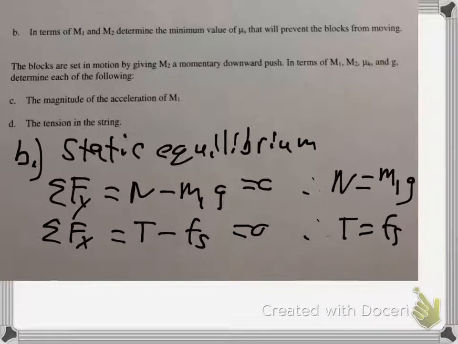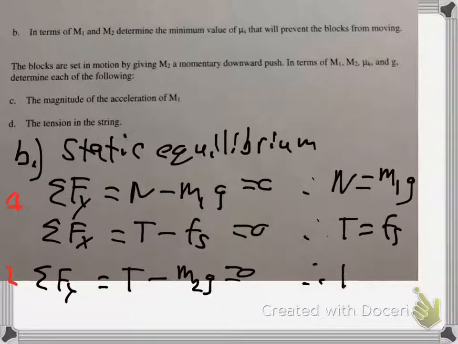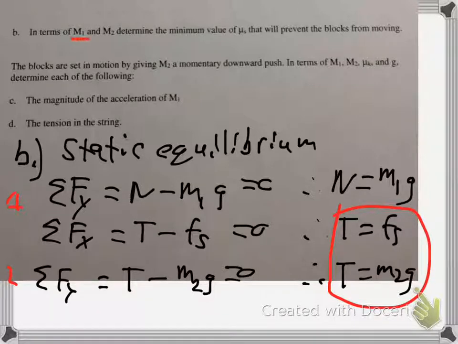Well, there's a lot of things that we need to clean up, and everything that I've done here is only for block 1. If we look at the forces on block 2, luckily it is just T minus M2G equals 0. So we get that T is equal to M2G. Wow, we have two equations for tension. Part B says that we can only use the variables M1 and M2, so we still have some algebra left to do here.